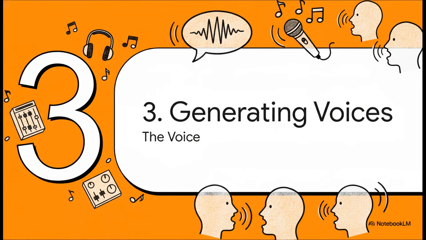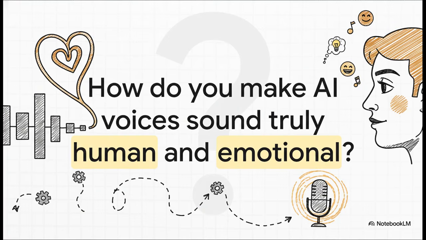Okay, so we have our script, we have our scenes, but something's missing. We need to actually hear them, right? It's time to give our characters a voice. And this is a big one. Come on, we've all heard those awful, robotic, monotone AI voices, right? So the real question is, how do you get a voice that actually sounds human? You know, with emotion and natural pacing?